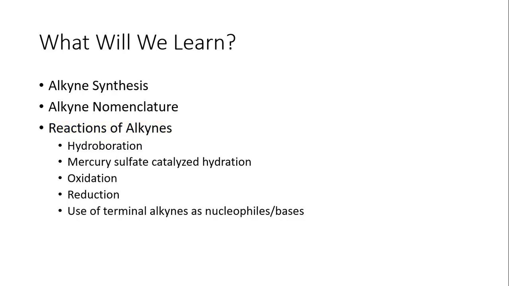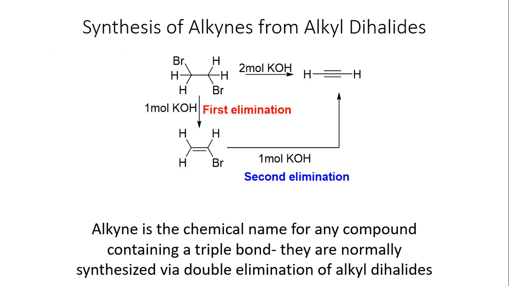Just like the reactions of alkenes, alkynes do a lot of the same reactions, but the results are a little bit different. So we're going to talk about hydroboration, oxidation, mercury sulfate, oxidation to carboxylic acids, reduction of alkynes into alkenes and alkanes, and then using terminal alkynes as nucleophiles or bases. So let's jump right in.